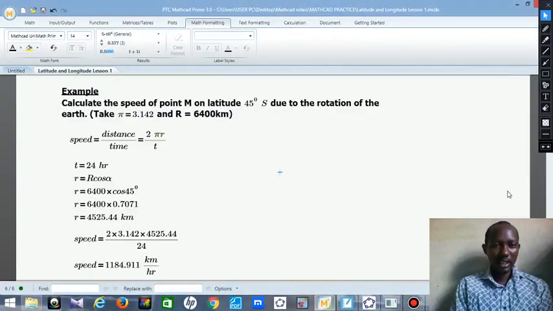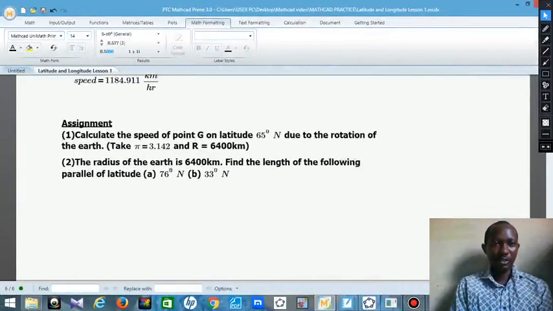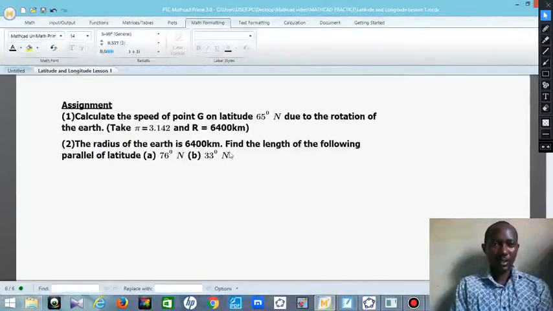By the time you are through with this, you see that we are really progressing well. It's not a difficult topic. Before we go for today, just practice these two questions. They are very nice. The first one is to calculate the speed of point G on latitude 65 degrees. It's similar to the other one we did. G is rotating along the polar axis on this latitude. All you need to do is get the circumference 2 pi r of this latitude, then divide it by 24 hours. That is the speed.